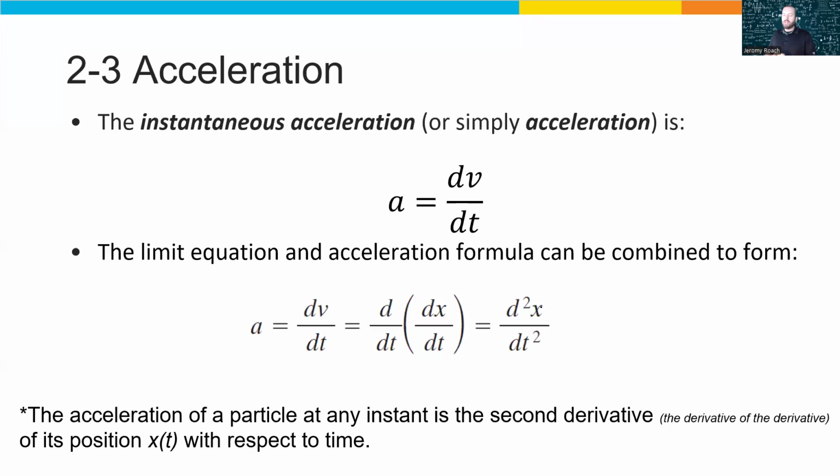Instantaneous acceleration is the derivative of velocity. And this is a limit equation and a formula. This is a little bit more advanced than I would prefer to have in this class. But anyway, this is saying that acceleration is the derivative of velocity, and this is the derivative with respect to time of the derivative of x with respect to time, and we get this d squared x over dt squared.